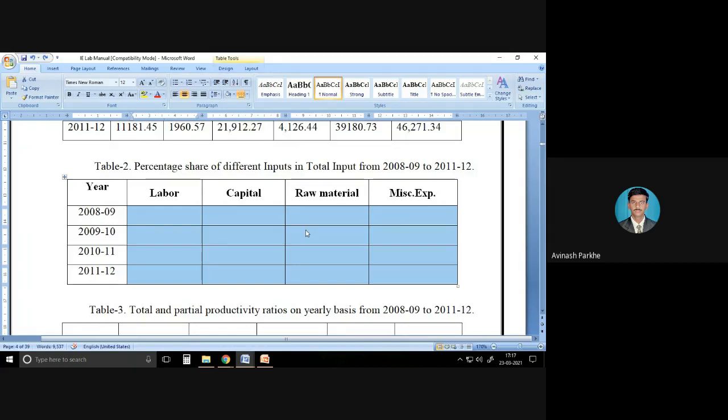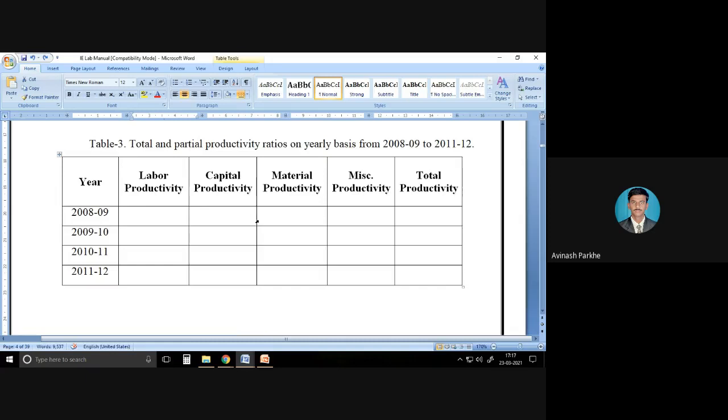Why do we have to calculate this particular parameter in the industry? Because from your total input, we need to know how much percentage share is given by each respective input. For that purpose, we calculate this percentage share as table number 2. And last, this is very important, which is called the total and the partial productivity.